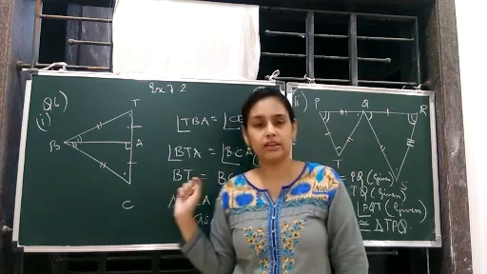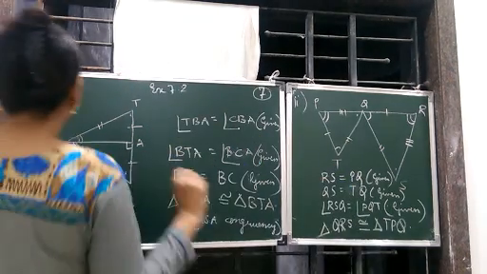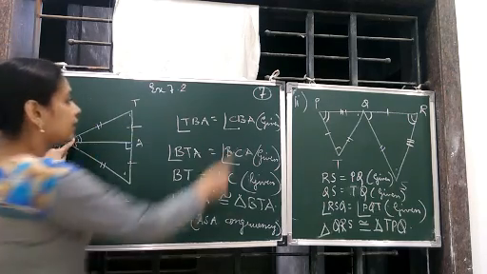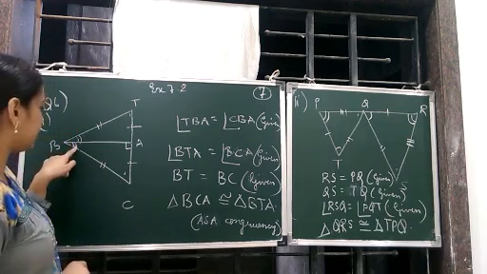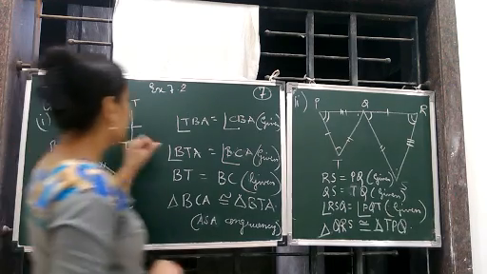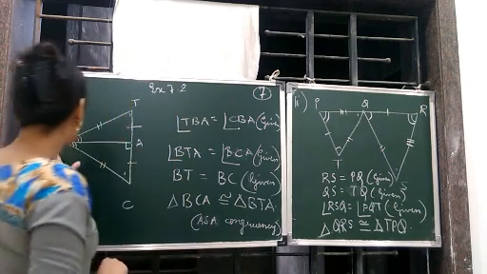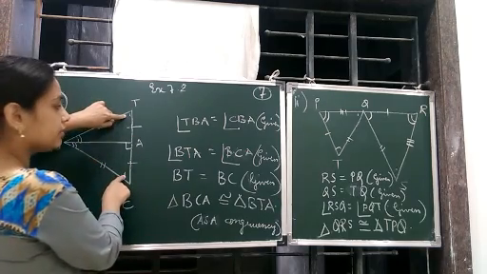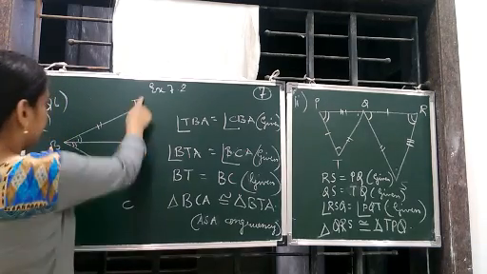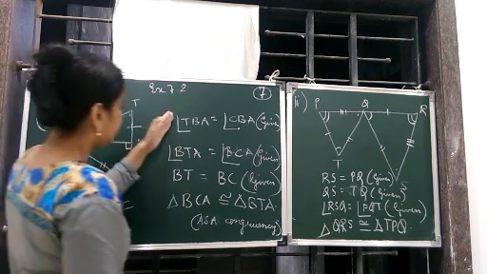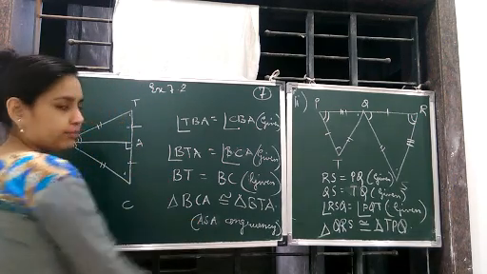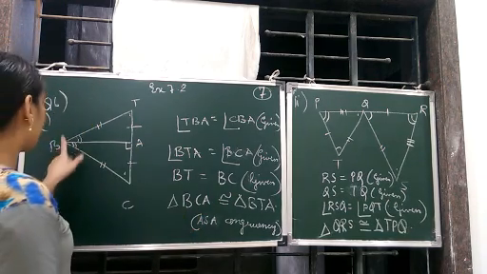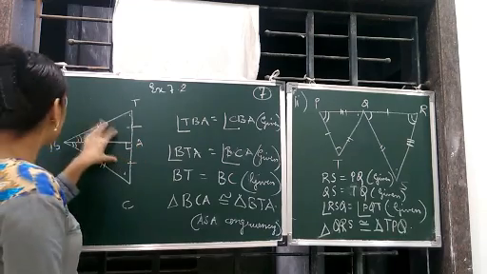So here I have taken three things. Okay, just go through it. I have taken angle TBA, that means this angle is equal to CBA, this angle is equal to this angle. Then BTA is equal to BCA, these two angles. Then BT is equal to BC. So it is angle side angle. So by ASA congruency, triangle BCA is congruent to triangle BTA. This completes the first one.